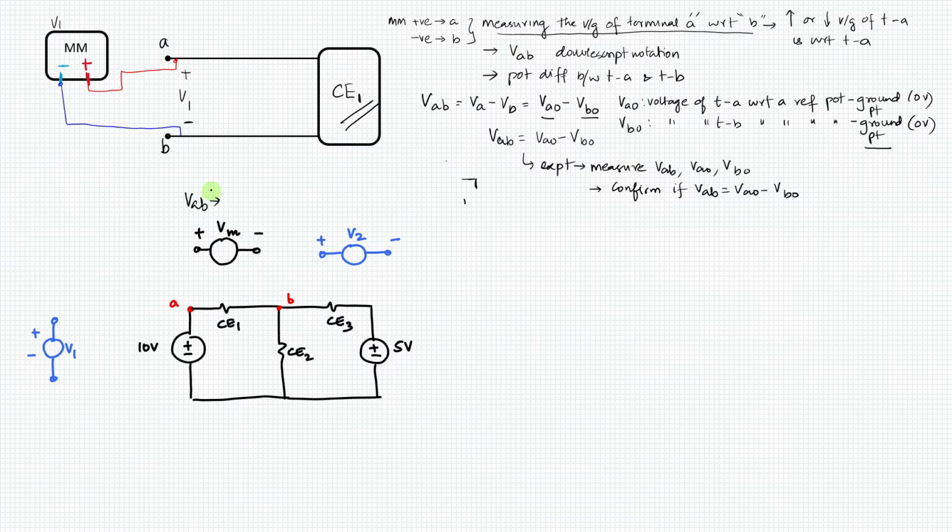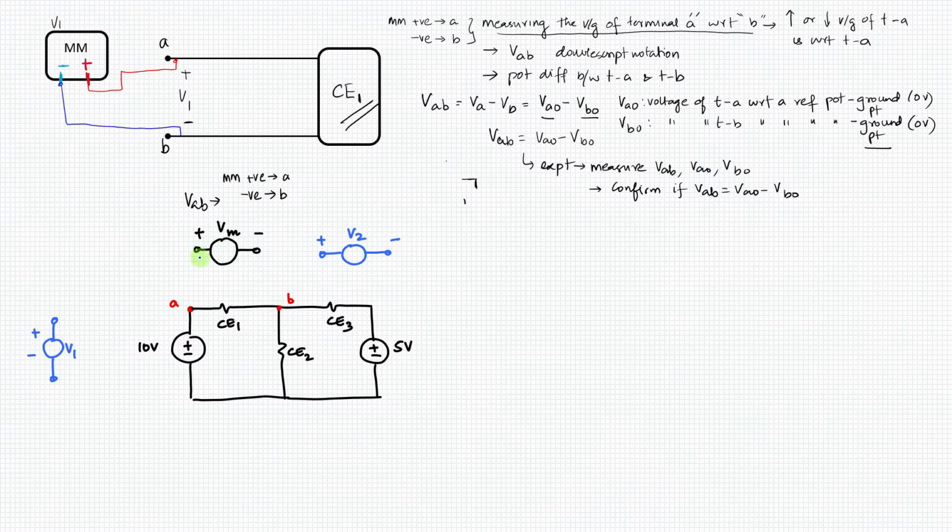Okay, so when I write VAB, it means that A is measured with respect to B. Therefore, the multimeter positive will be connected to the A terminal, and the multimeter negative, which is used to measure the voltage, will be connected to the B terminal. So this is the multimeter VM, which is going to measure the voltage between terminal A and terminal B, right? So I'll just connect it.